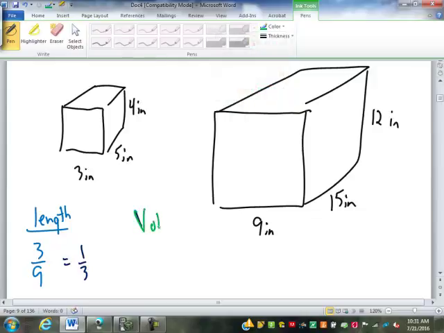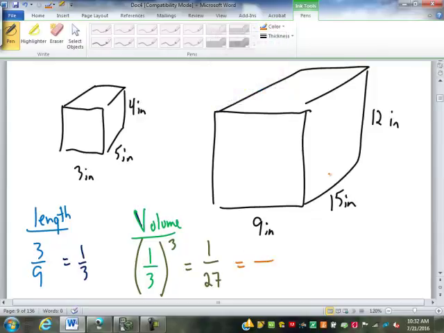Now, if I wanted to compare volume, what do you think I'm going to do to that 1 to 3 ratio? Cube it. Very good. For volume, now there's 3 dimensions that are changing. It is cubed. What's 1 cubed? 1. What's 3 cubed? 27. Yeah, there you go. 27.